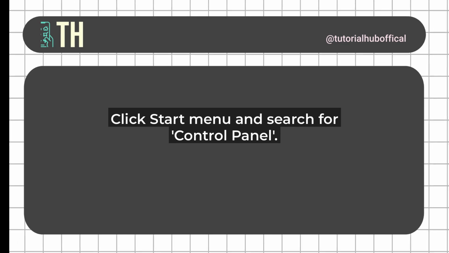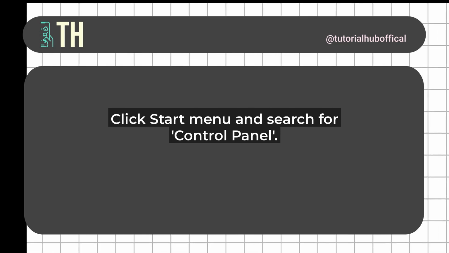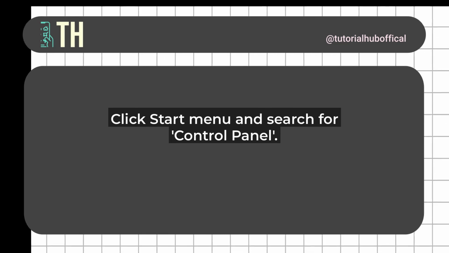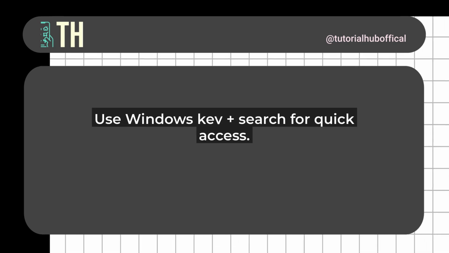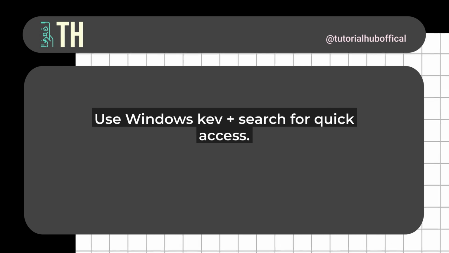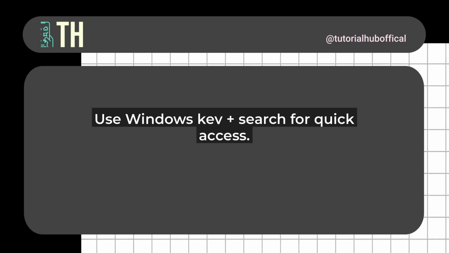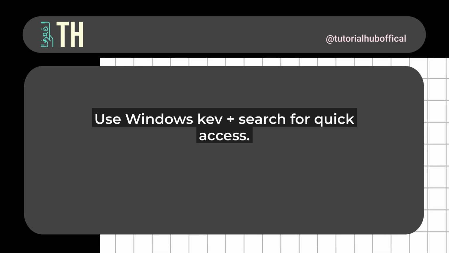Let's jump right in. First up, the most straightforward method: using the Start menu. Click on the Start button in the bottom left corner of your screen. Once it's open, you can either scroll through the list of apps or, even better, type Control Panel into the search bar at the top. Hit Enter, and there it is. This works on Windows 10, 11, and beyond.